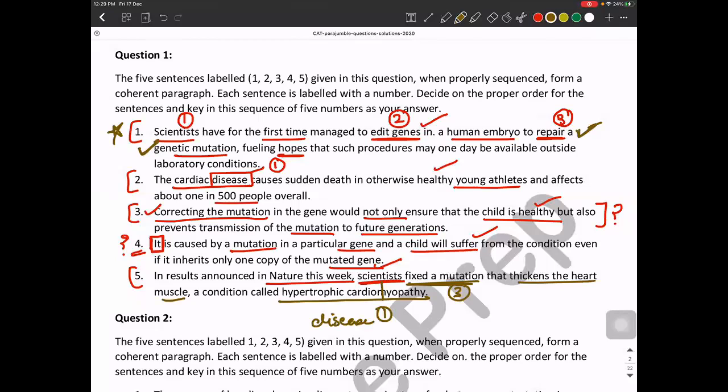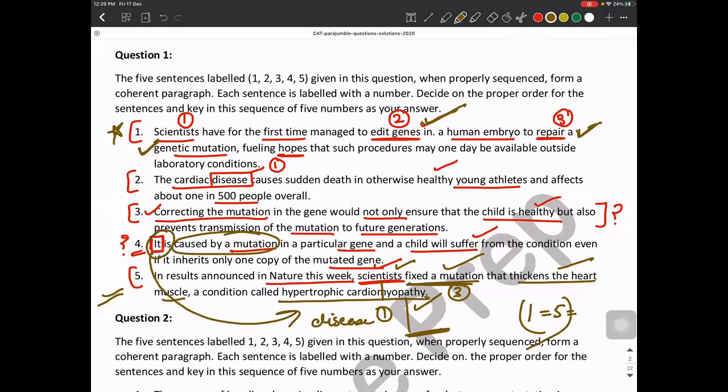Now you can create a very clear link. That first has a link with the fifth option, right? First option says scientists for the first time editing genes and repairing the mutation. In the fifth option, it is saying scientists fixed a mutation and thickens the heart and talking about the disease. So ultimately, they are trying to repair a mutation by mentioning a particular disease. So one has a direct connection with the fifth option. And here, this disease is caused by mutations. So it refers to this disease, hypertrophic cardiomyopathy, right? It refers to that particular disease. So the fifth option has a connection with the fourth option as well, right?